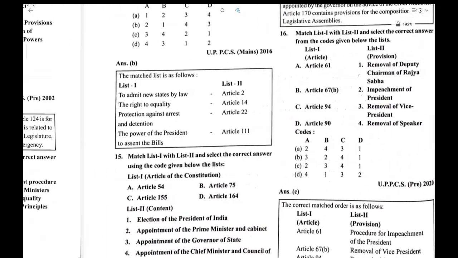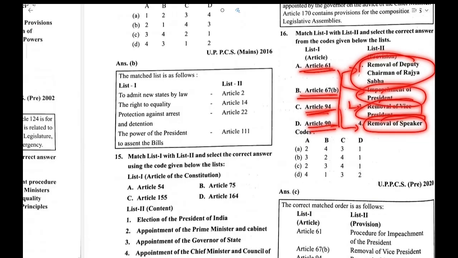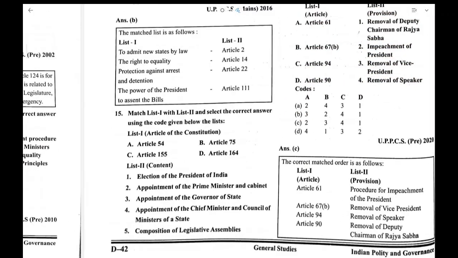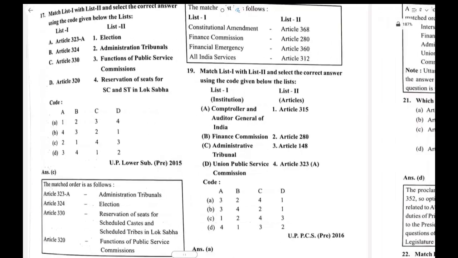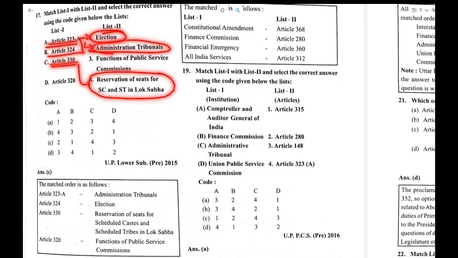Now next is Article 61. 61 provides for the impeachment of the President. 67 provides for the removal of the Vice President. Article 94 provides for the removal of the Speaker, and 90 provides for the removal of the Deputy Chairman of Rajya Sabha. So the correct answer here is C. Now Article 323 is about the administrative tribunals. 324 is about the election commission. Article 330 is about the reservation of seats for SC and ST in Lok Sabha, whereas 320 stands for functions of the Public Service Commission. Correct answer is C.